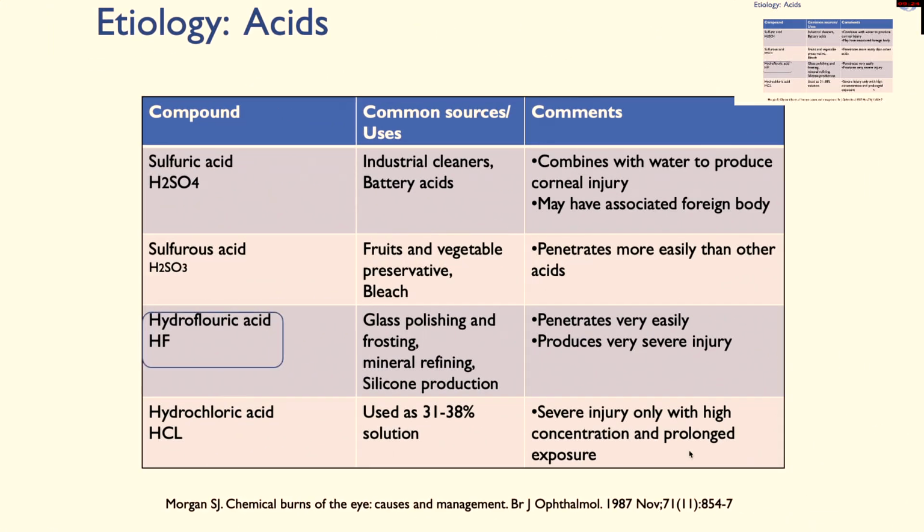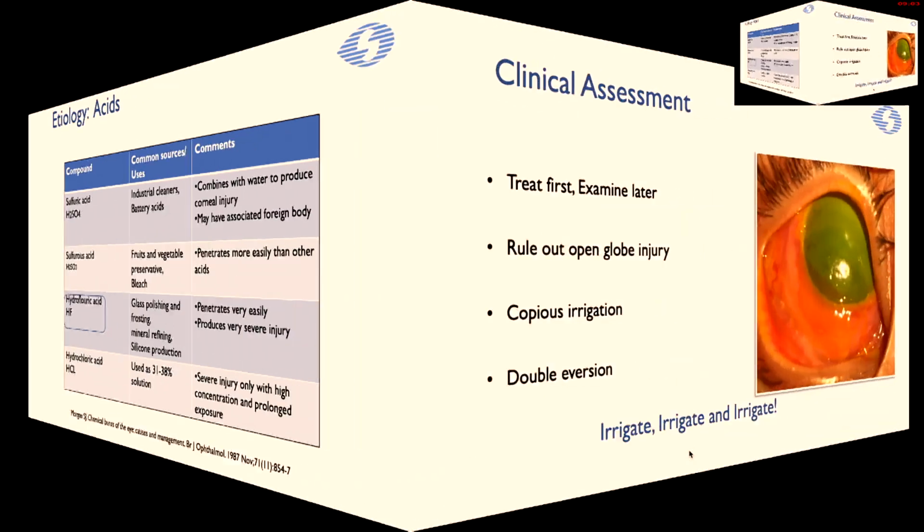Acids, we've seen that sulfuric acid in industrial cleaners and battery acids combines with water to produce corneal injury and maybe associated foreign bodies. Sulfurous acid, hydrofluoric acid, all these tend to cause a lot of damage. Hydrofluoric acid, due to its low molecular weight and small size, penetrates deeply and rapidly and causes quite a deep kind of injury to the cornea.